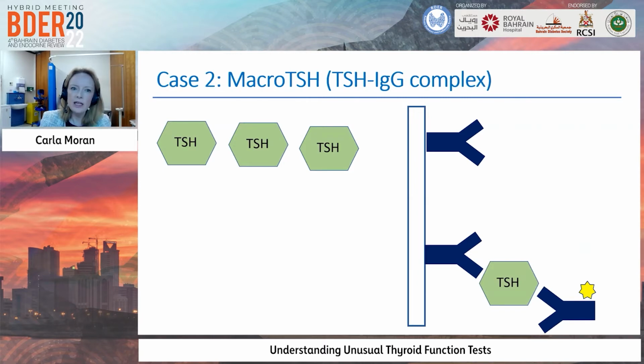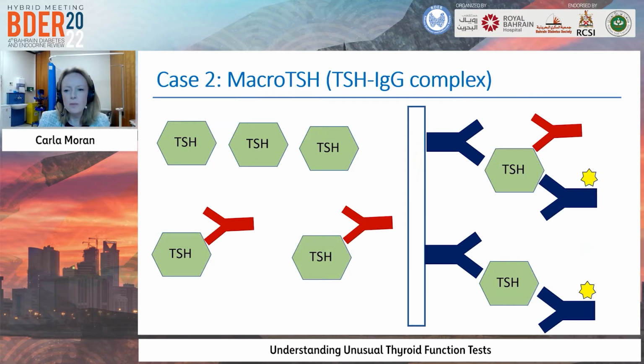Another possibility is the presence of macro TSH. And so this is TSH that's complexed to an antibody, immunoglobulin, IgG. And that complex is termed macro TSH. And you'll be familiar with macroprolactin. And this situation is highly analogous to that. So these patients have TSH that's complexed to an immunoglobulin that's not biologically active. However, it can be picked up in the assay. And so again, a falsely raised TSH level is reported.